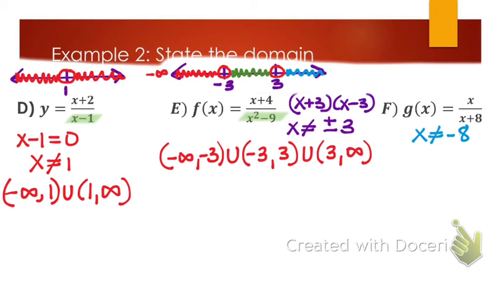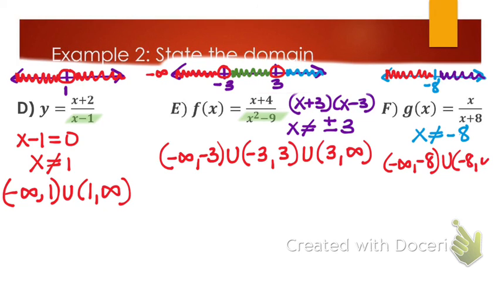So if I were to sketch that on a number line, this is what that would look like. You would have the left side of negative 8, and you would have the right side of negative 8. So you would say negative infinity to negative 8, union negative 8 to infinity. And that would be your domain.